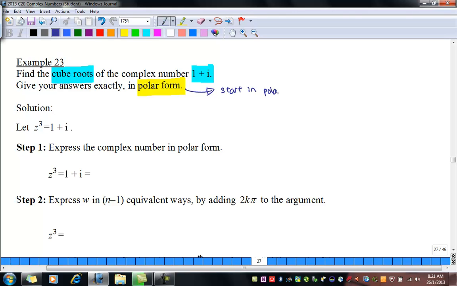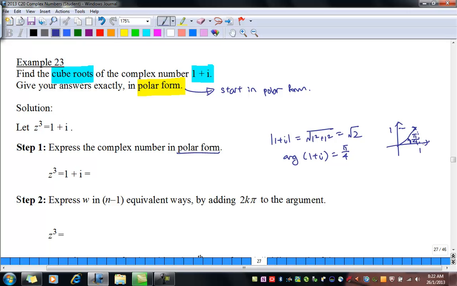Therefore, in step 1, I am going to express the complex number in polar form, which means that first I must find the magnitude of 1 plus i, which is root 2, and I need to find the argument of 1 plus i, which I know is pi over 4. Therefore, in polar form, 1 plus i can be written as root 2 times cosine pi over 4 plus i sine pi over 4.